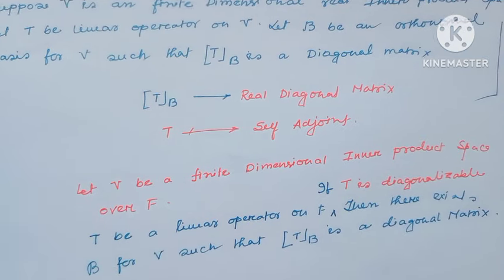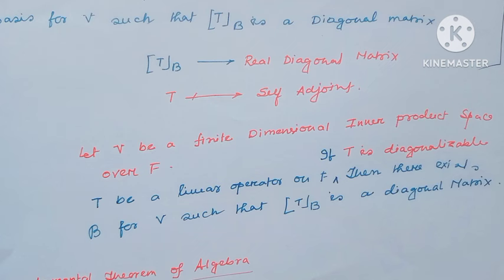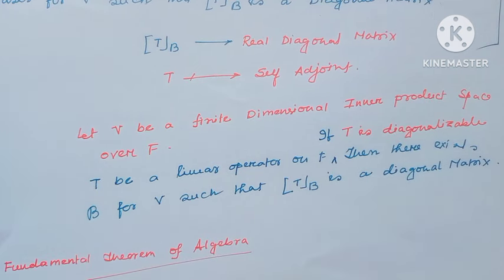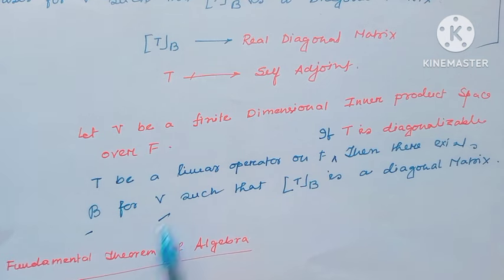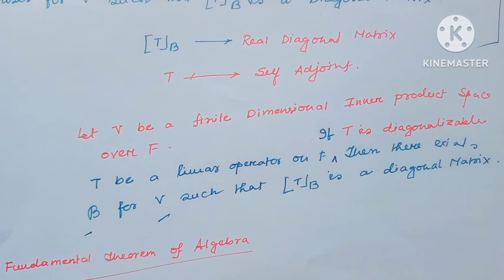Also, all of us know the definition of diagonalizability. If V is a finite dimensional inner product space over F and T is a linear operator on V, then T is diagonalizable if there exists a basis beta for the vector space V such that the matrix of the linear transformation with respect to this beta is a diagonal matrix. Then we can tell the operator T is diagonalizable.